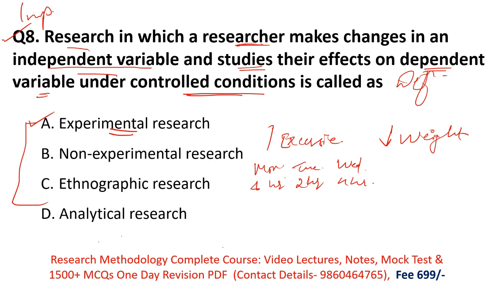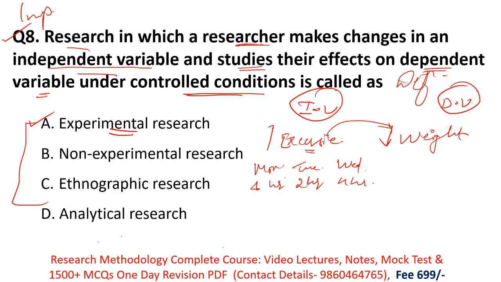So here what I'm doing, I'm changing my independent variable, because here exercise is the independent variable and my weight is the dependent variable, because I'm seeing its effect on the dependent variable. The amount of exercise that I'm doing daily, it matters here. Okay, how many hours I'm exercising daily, it matters. So according to my exercising hours, it depends how much weight I'm losing again and again, day by day. Okay, so this is the example of experimental research.